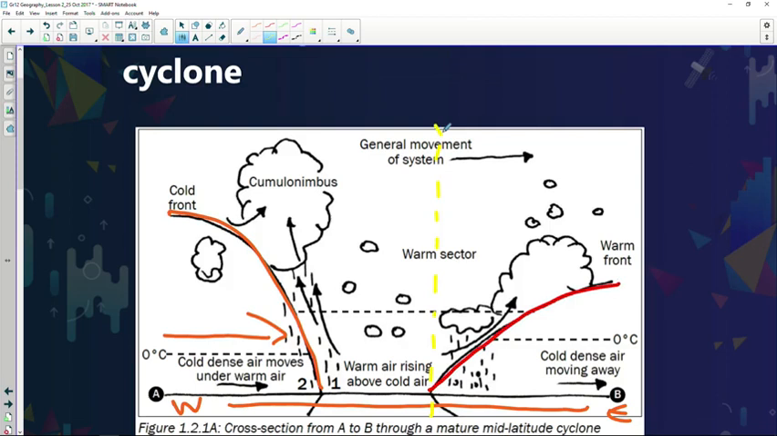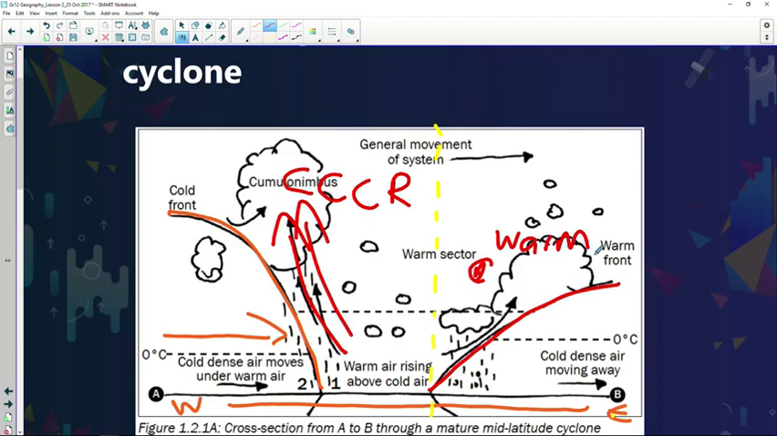Now, as you can see over here, as the cold front approaches, as it moves from west to east, what happens with the warm air? Remember, the cold front is the leading edge of cold air. What does it do with the warm air? It forces it to rise. What happens to this warm air? It cools, condenses, forms clouds, and it rains. Okay, the warm front is the leading edge of warm air. So, obviously, that's the warm air over there.